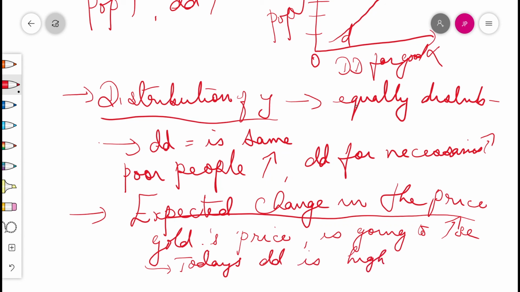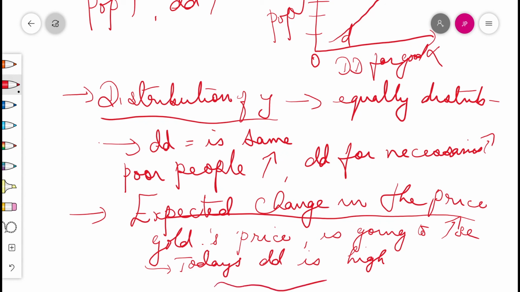Another example, usually we confront this example, like onions. In North India, there is very high demand for onions. If the price of onions, because of any natural calamities, is going to increase in the near future, then the demand for onions will be high and hoarding also will be there.